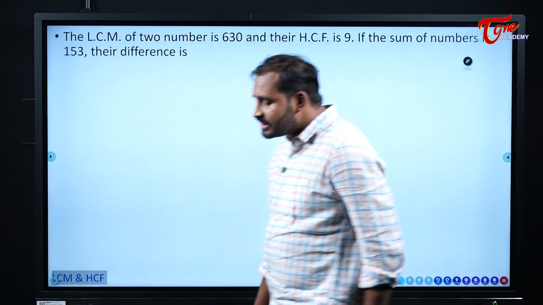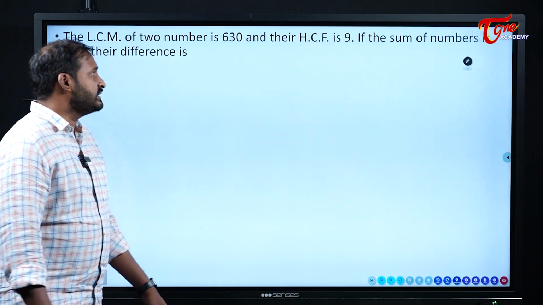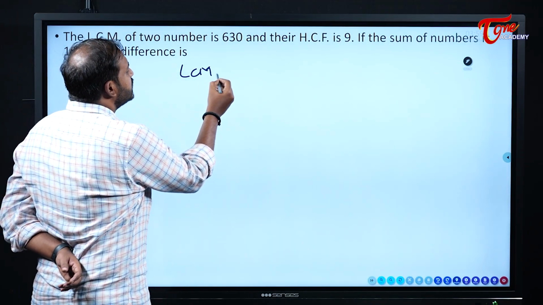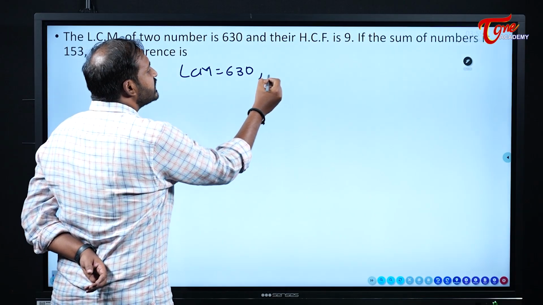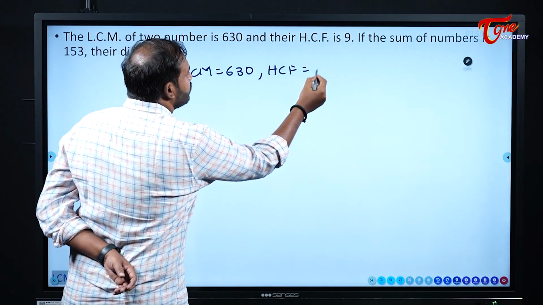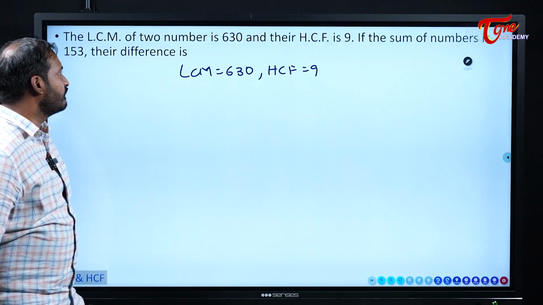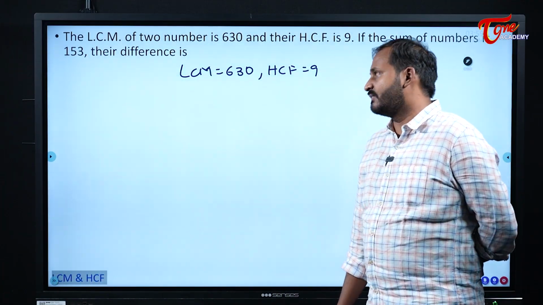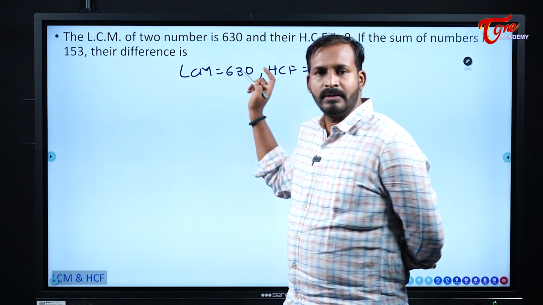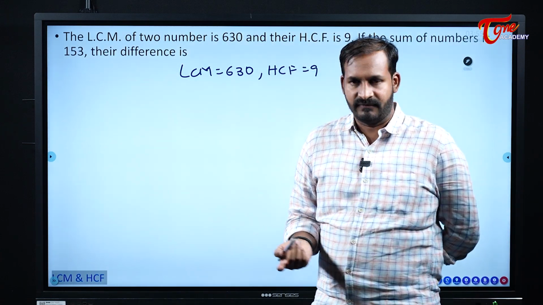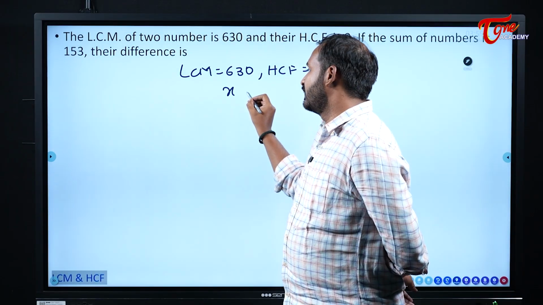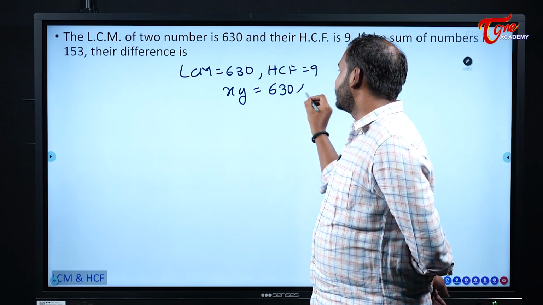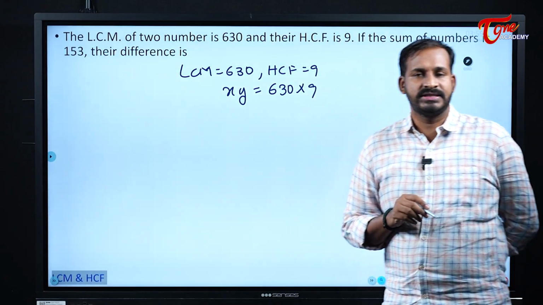Next question. The LCM of two numbers is 630 and their HCF is 9. Okay, given that LCM of the two numbers is 630, good. And the HCF given for us is 9, fine. If the sum of two numbers is 153, their difference is? We know that product of two numbers is equal to product of their LCM and HCF. If I assume the two numbers are x and y for time being, so xy becomes 630 into 9.